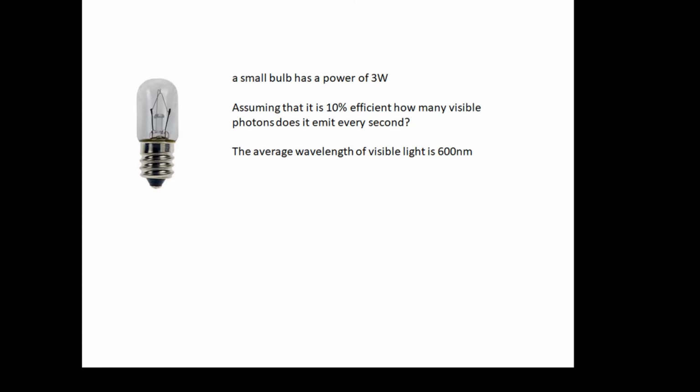Here's another very common type of question. A small bulb has a power of 3 watts. Assuming that it is 10% efficient, how many visible photons does it emit every second? And we'll use the average wavelength of visible light, which is about 600 nanometers. I'll show you the answer in 3, 2, 1. 9 times 10 to the 17 photons. An obvious comment on that, that's a lot.